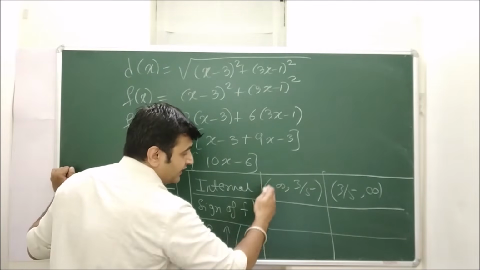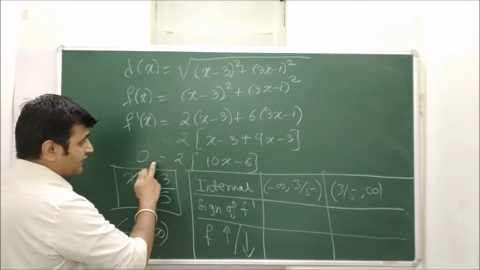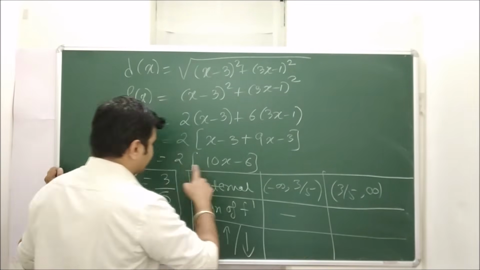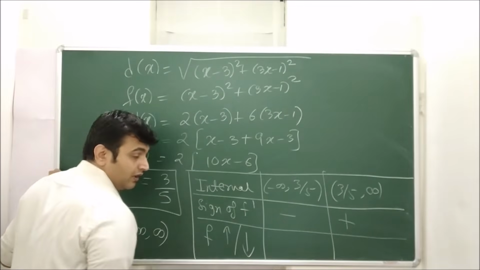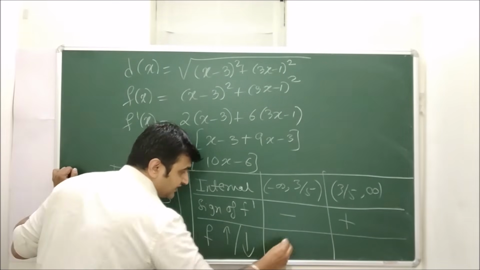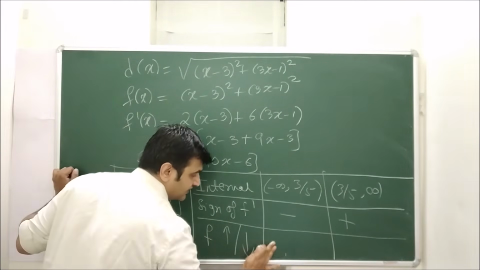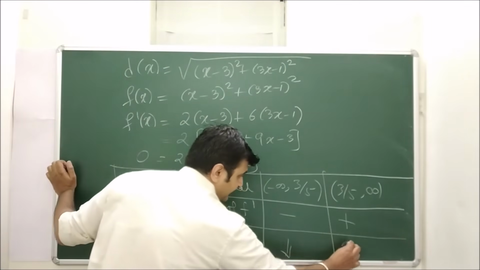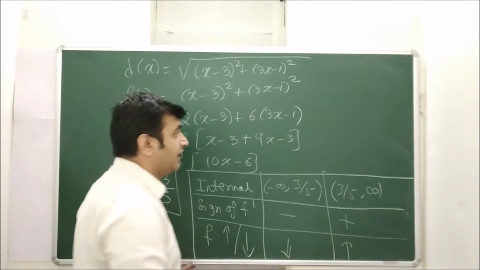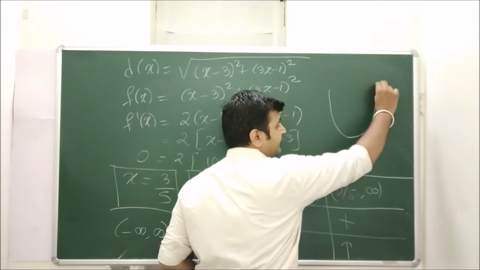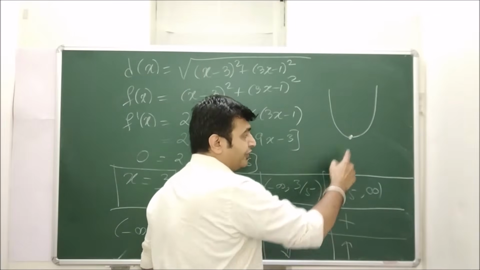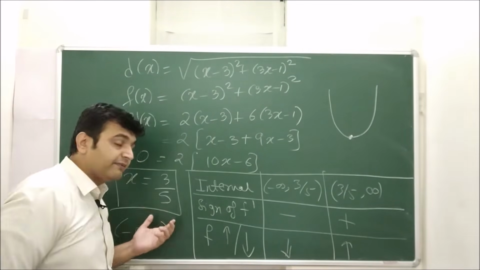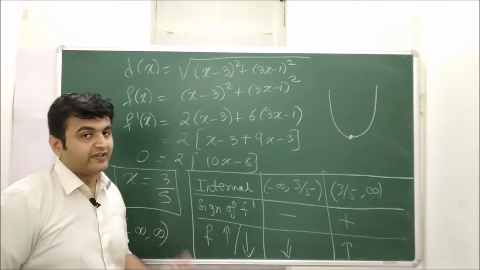Now you take any point in this interval. If I take 0, what is sign of f dash? It is negative. And when I take suppose 1, the sign of f dash is positive. So when f dash is negative, my function is decreasing. When f dash is positive, my function is increasing. And if you see, whenever the function decreases and then increases, that means at that point you are having the minima, local minima. Therefore, at 3 by 5, function takes the minimum value.